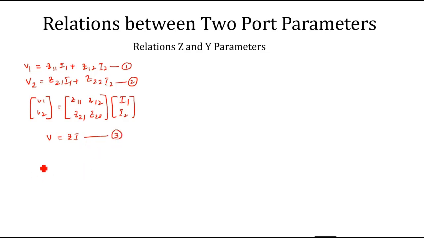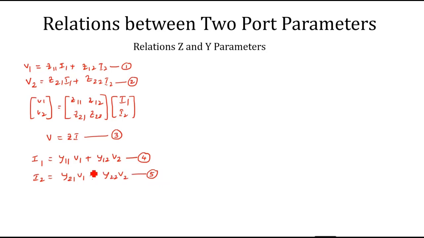Alright, next, let us write Y parameters. I1 equals Y11 V1 plus Y12 V2, call this equation number 4. I2 equals Y21 V1 plus Y22 V2, call this equation number 5.